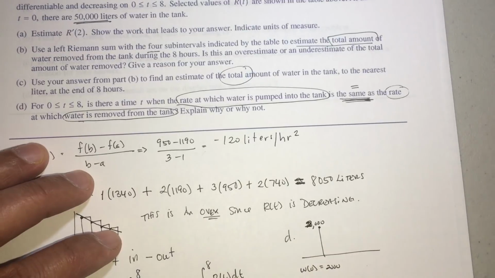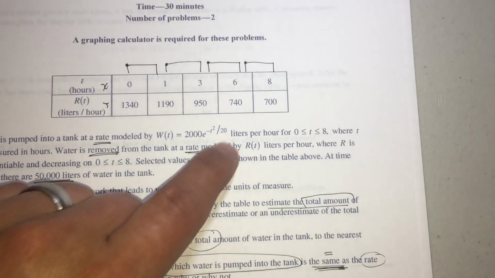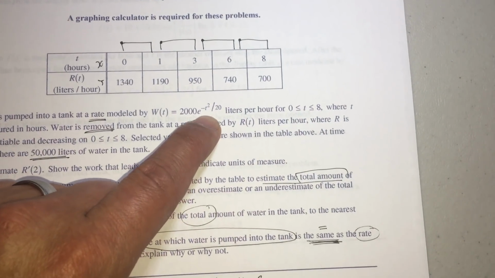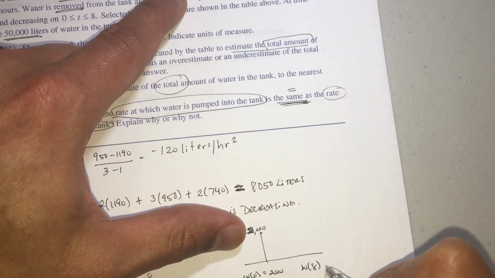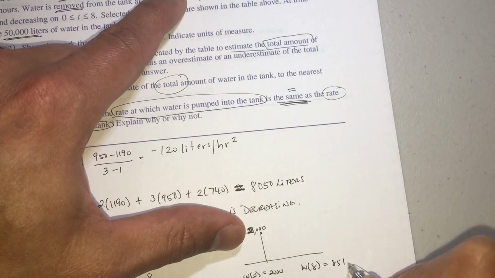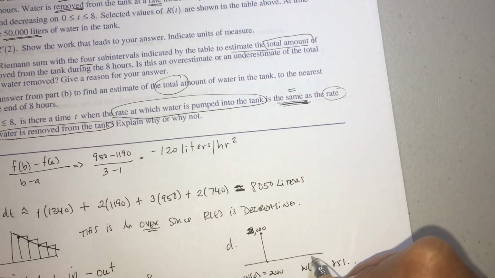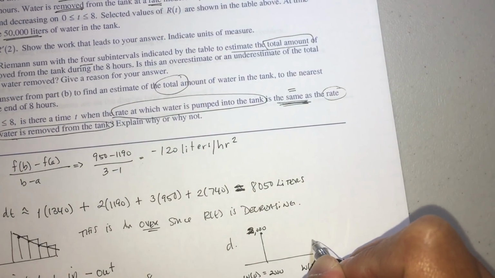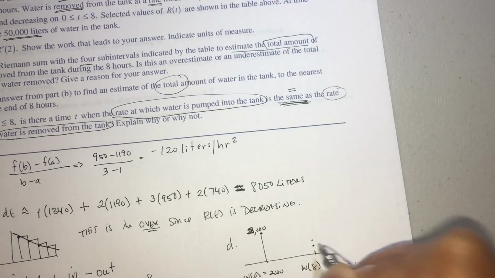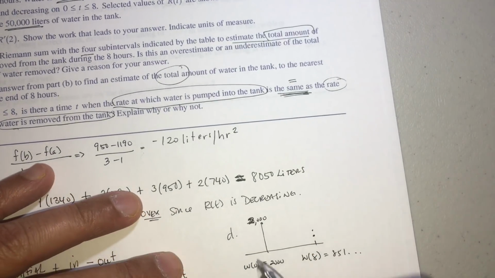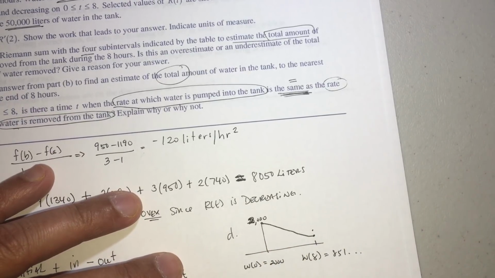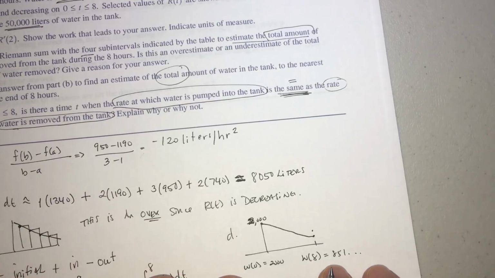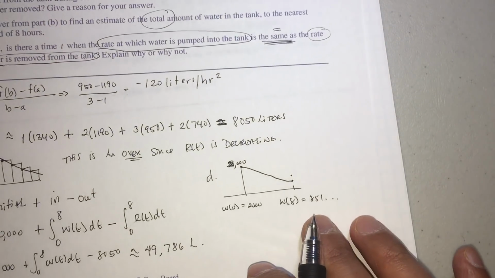All right. Now, what about W of 8? When you plug in 8 here, W of 8 is going to be, I think, 851 point something. So let's say 8 hours over here, let's say it's over here. Now these functions are continuous, of course, so it does that. Great, so that's just the water going in, okay guys? That's just the water going in.